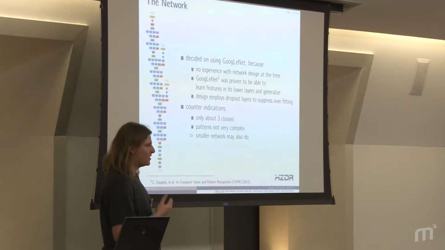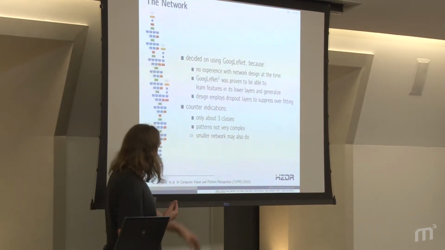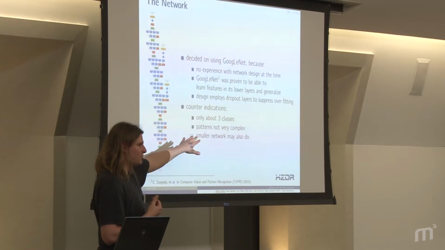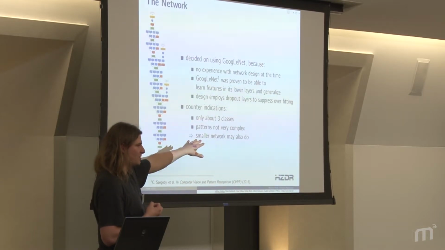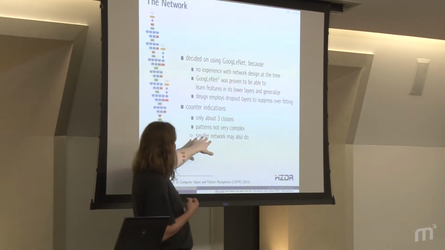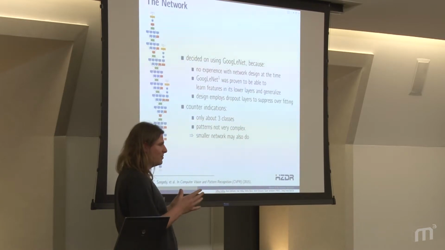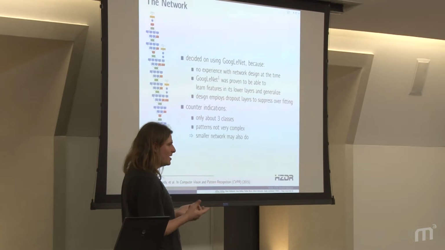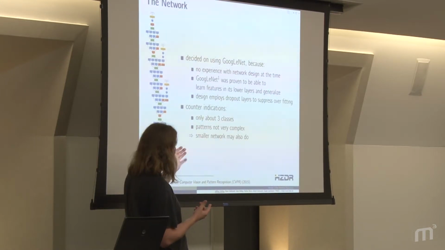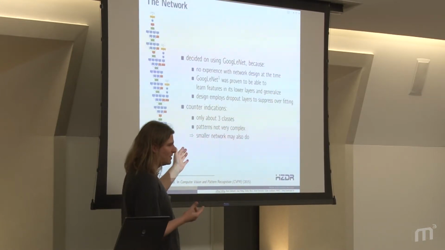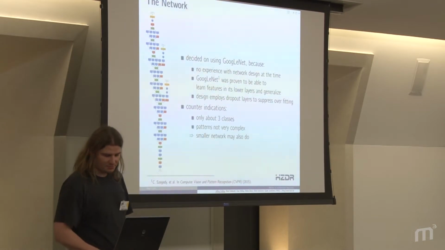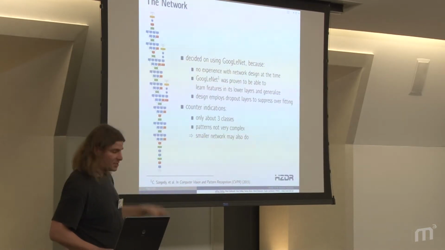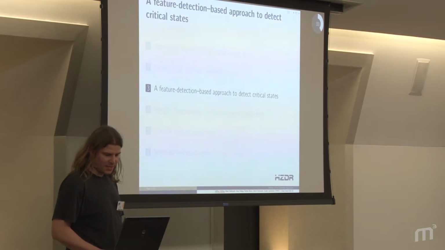There are some obvious counterindications why we wouldn't use this. We basically want to classify things into 3 classes, not 1,000 classes. And the patterns we have are not really complex. We want to classify these rings. We don't want to discriminate different breeds of dogs. So we could also work with a smaller network on this, which would also save on computation time. But for now, we work with this, which also works.